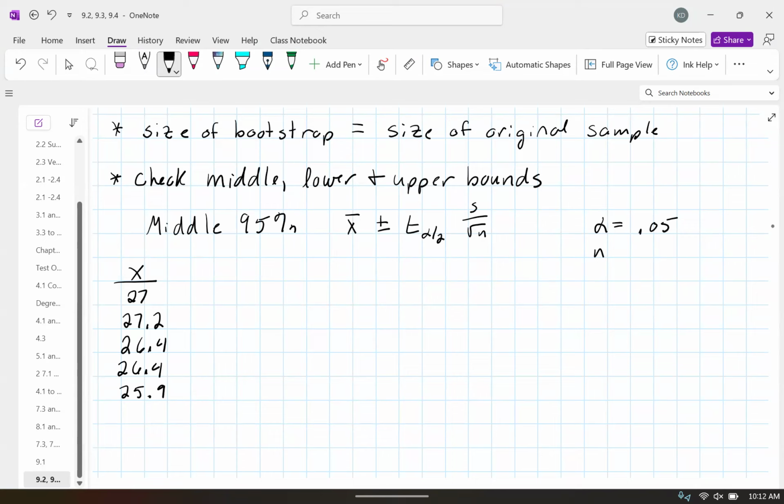All right, so now I'm going to take the mean of these. So 27 plus 27.2 plus 26.4 times 2 plus 25.9. So my sum is 132.9 over 5. I get 26.58.